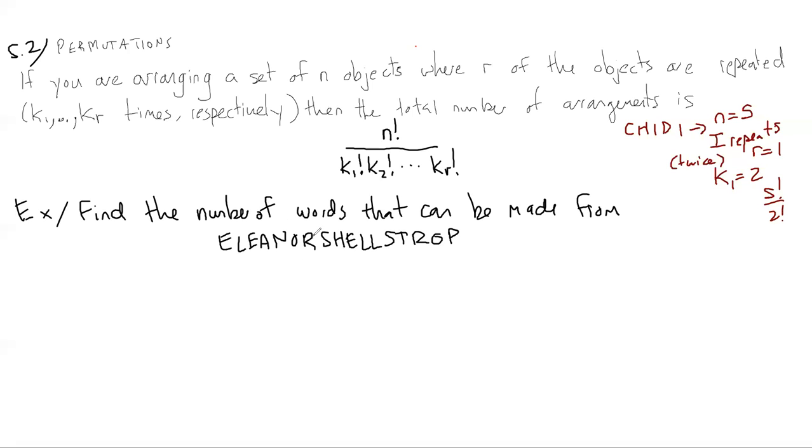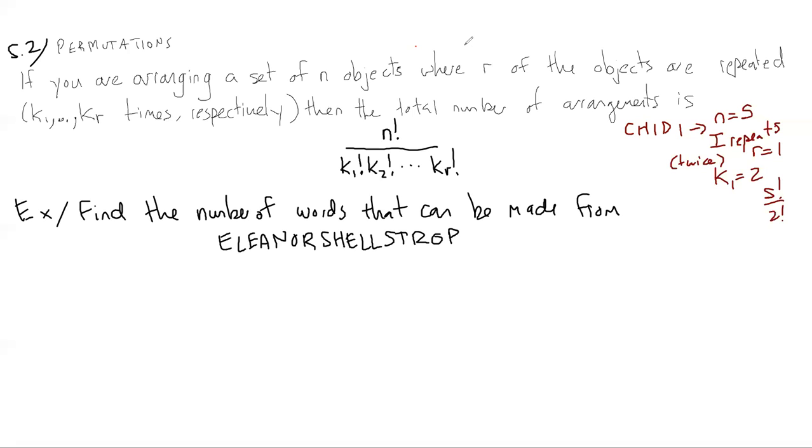This one's obviously got a lot going on. So we're doing this whole mashed together word, Eleanor Shelfstrop. And what we're going to do is find the total number of words that can be made from this. They're going to be very long, terrible words because this isn't even a word itself. And I don't think a single one of these arrangements is going to be an actual English word, but that's not what I mean when I say word. So what we've got to do is find the total number of objects here.